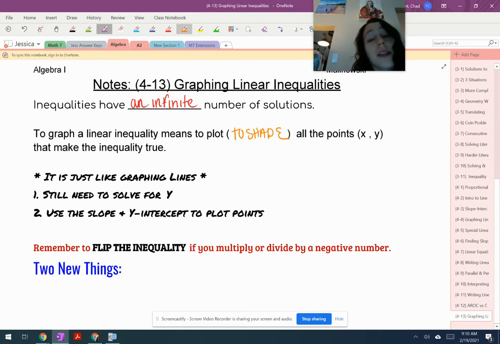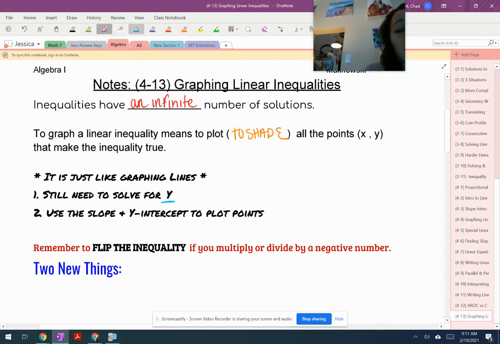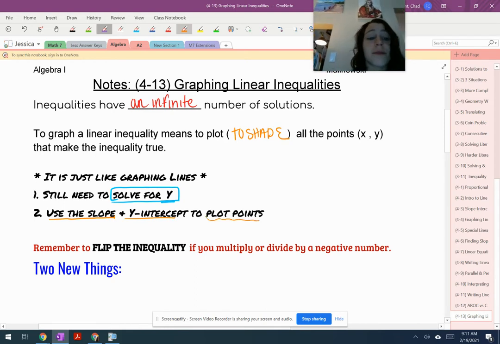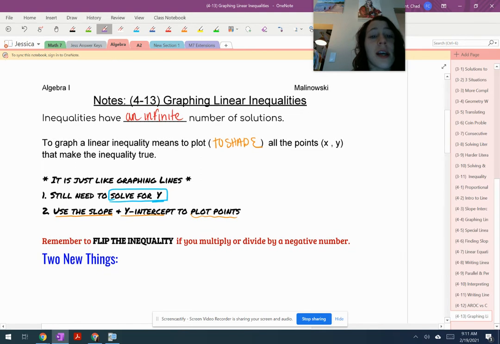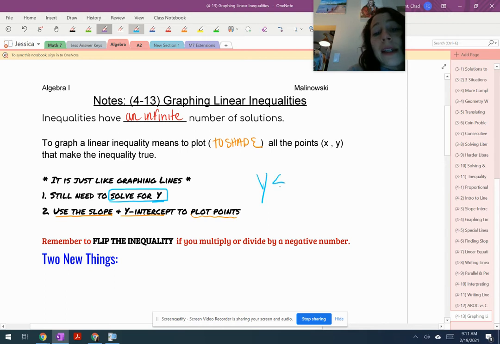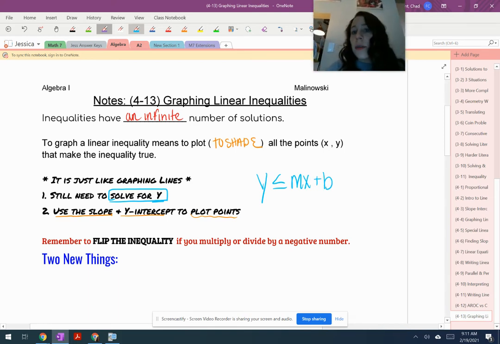Okay, so this is just like graphing lines with your slope and your y-intercept. You still need to be solving for y. You are still using the slope and the y-intercept to plot those points on your graph. The only difference here is that instead of having something like y equals mx plus b, you might have y is less than or equal to mx plus b. And naturally that inequality can change to be greater than or equal to, just greater than, or just less than.